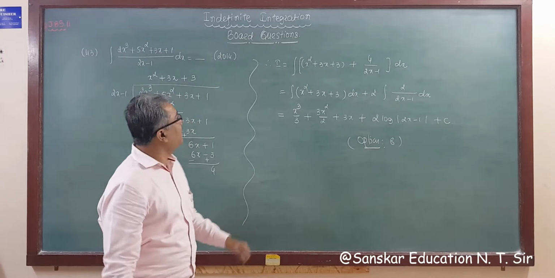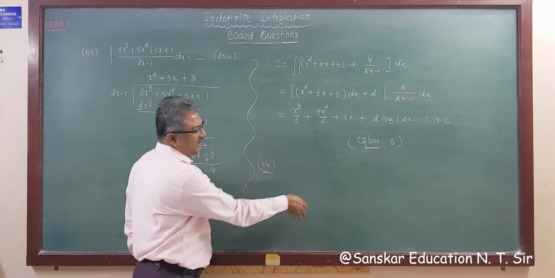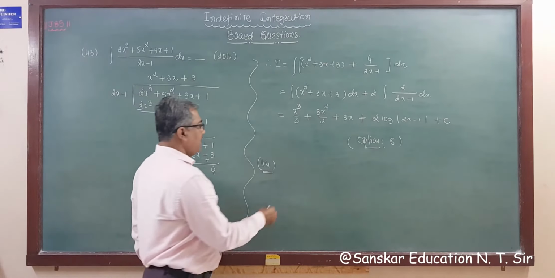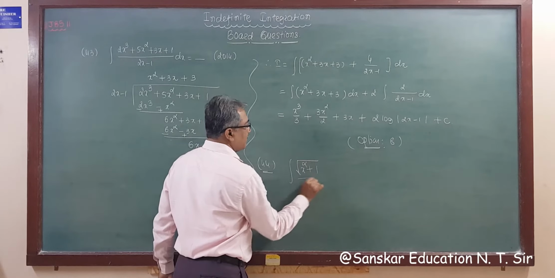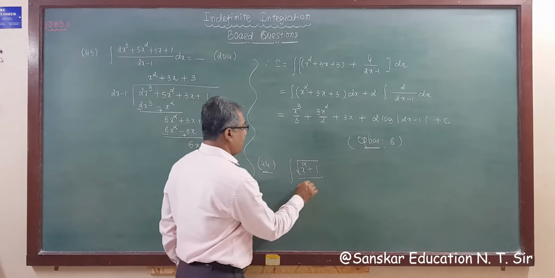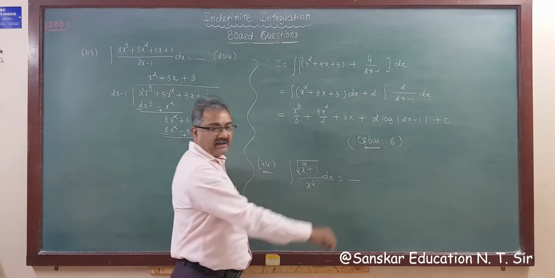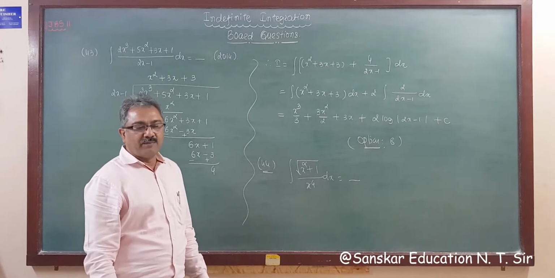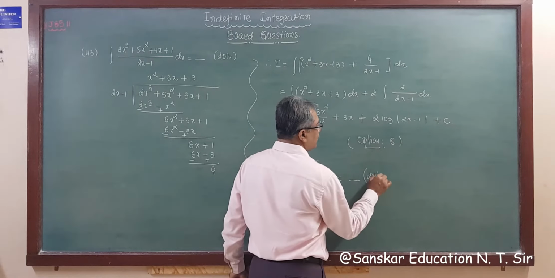Now question number 44 is a small one and we have space, so we are solving it here. Integration of root (x square plus 1) whole upon x raised to 4, dx, is equal to blank, and this is also from the 2014 exam.